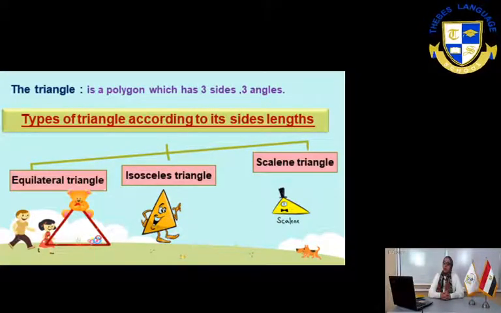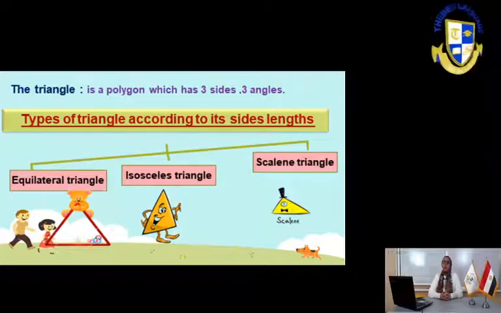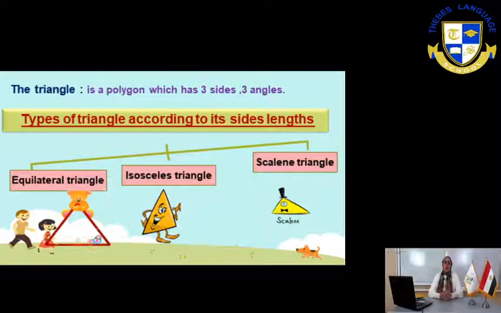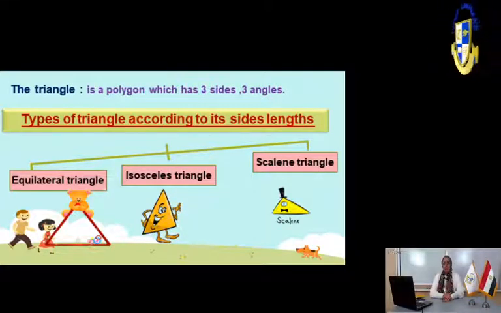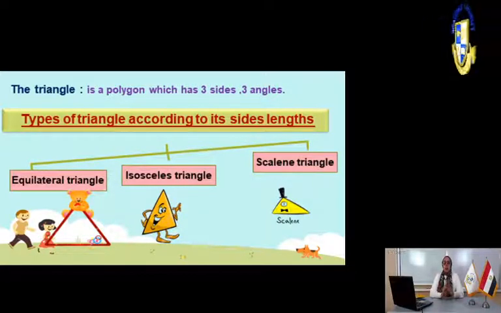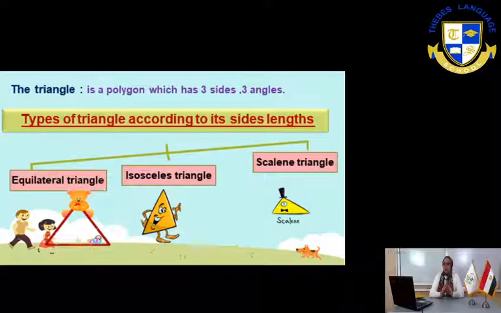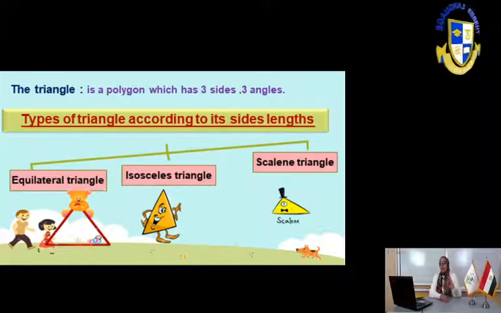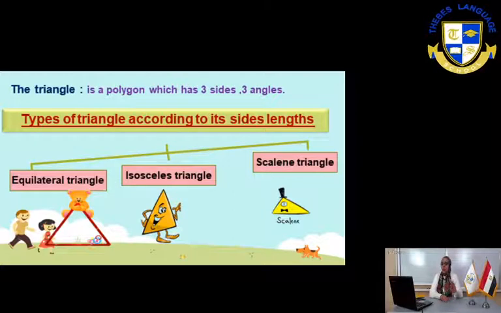But before that, let's remember what is the meaning of triangle. What is the triangle? Next, first slide. The triangle is a polygon. Why is it a polygon? Because it's a closed shape, consists of 3 sides and 3 angles and 3 vertices.